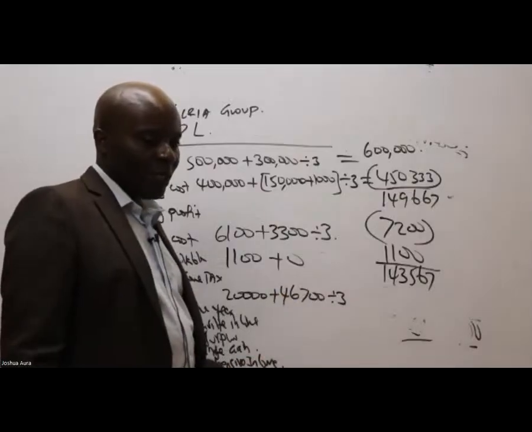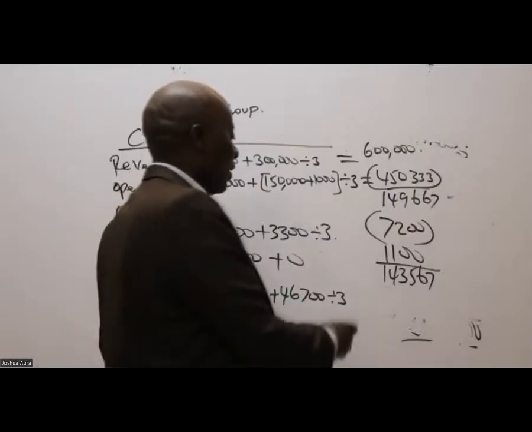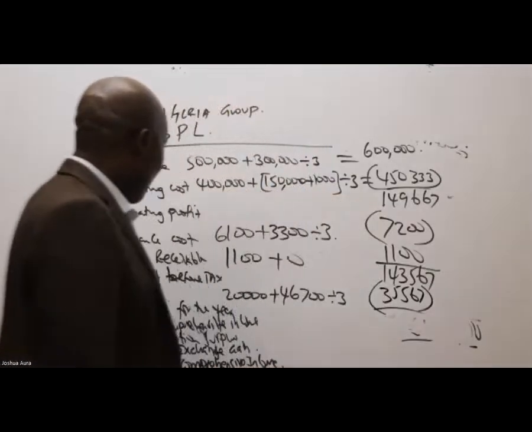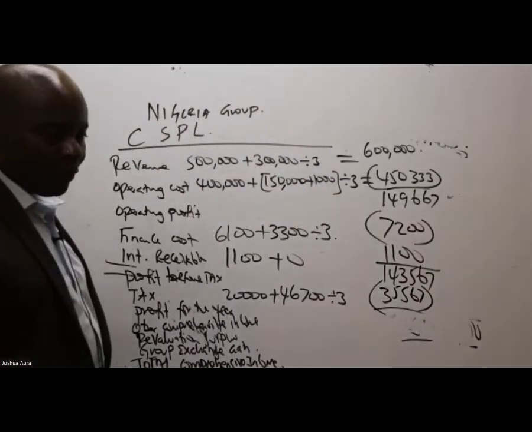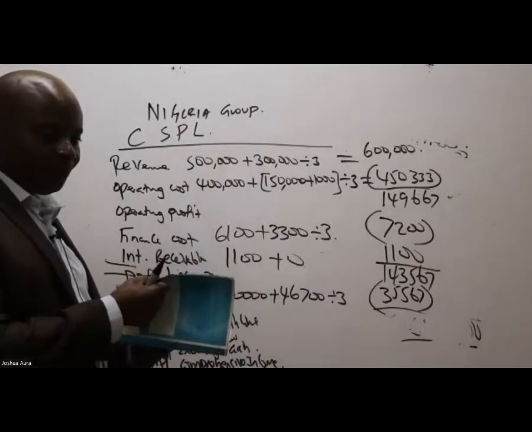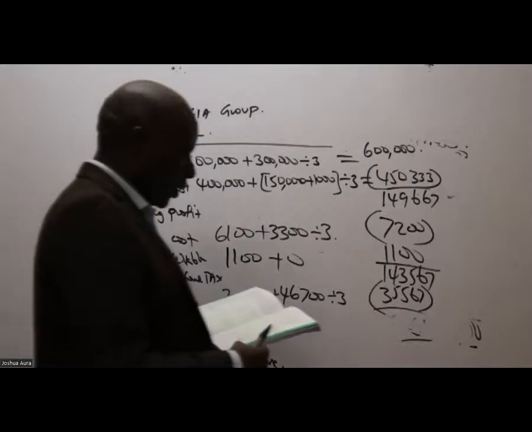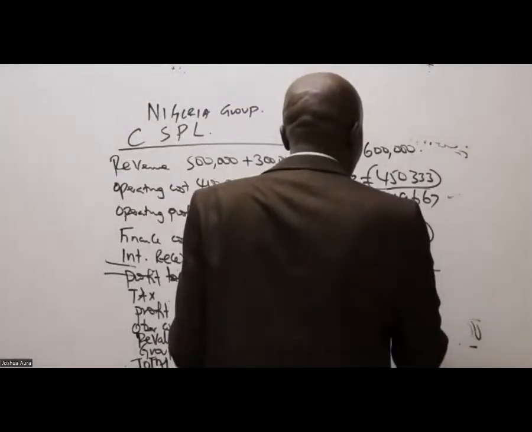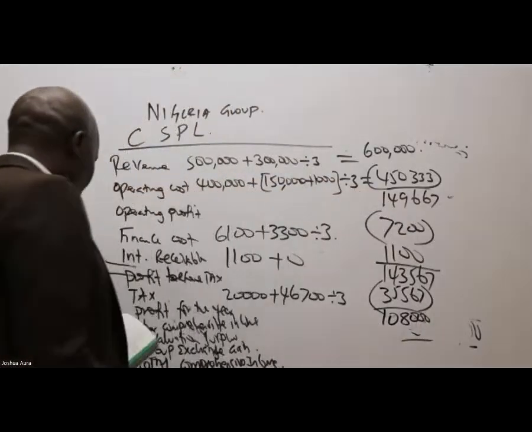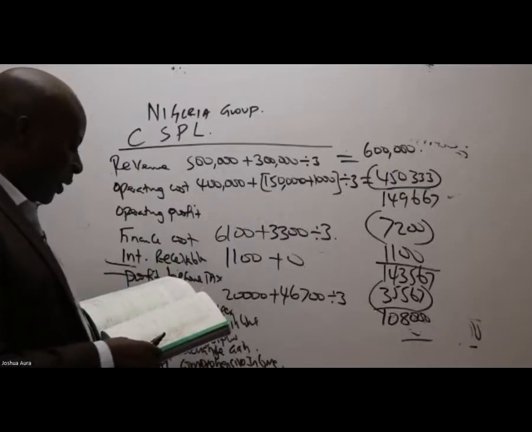So what figure are we getting here, somebody? 35,567. So please go ahead and subtract this to give us the profit for the year. What do we have there? Profit for the year, 108,000. From there, come and give us other comprehensive incomes.